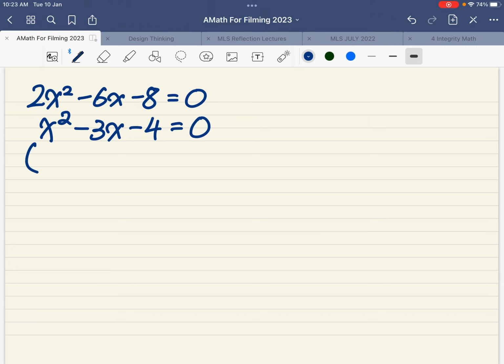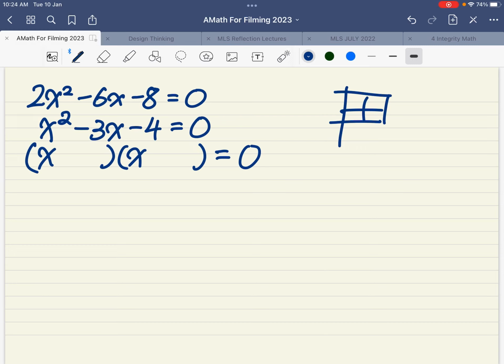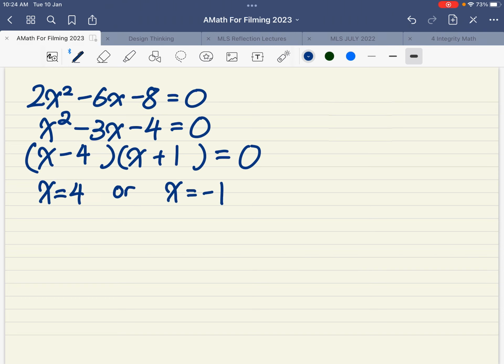Then if I start to factorize, what I get is x and x. Notice that for the factorization, you can either use the cross method, or you can use the method that we learned in sec 2 itself. So whatever method that you use to factorize, you can just use from what you had done in sec 2. So what we get is x minus 4 and x plus 1 equals 0. If you can't remember how to factorize, I really urge you to go back and look at your sec 2 work itself, because this is a skill that's essential for many parts of AMF itself. So what I'll get is x equals 4 or x equals negative 1.